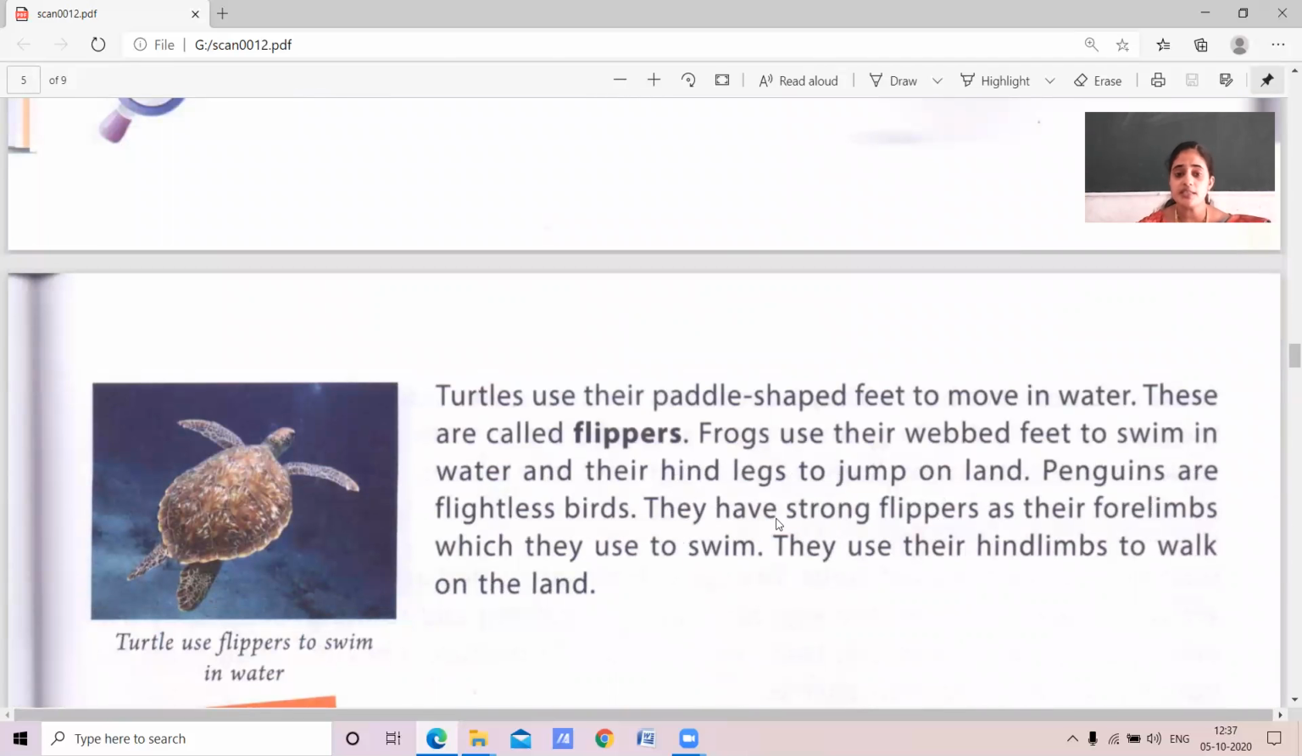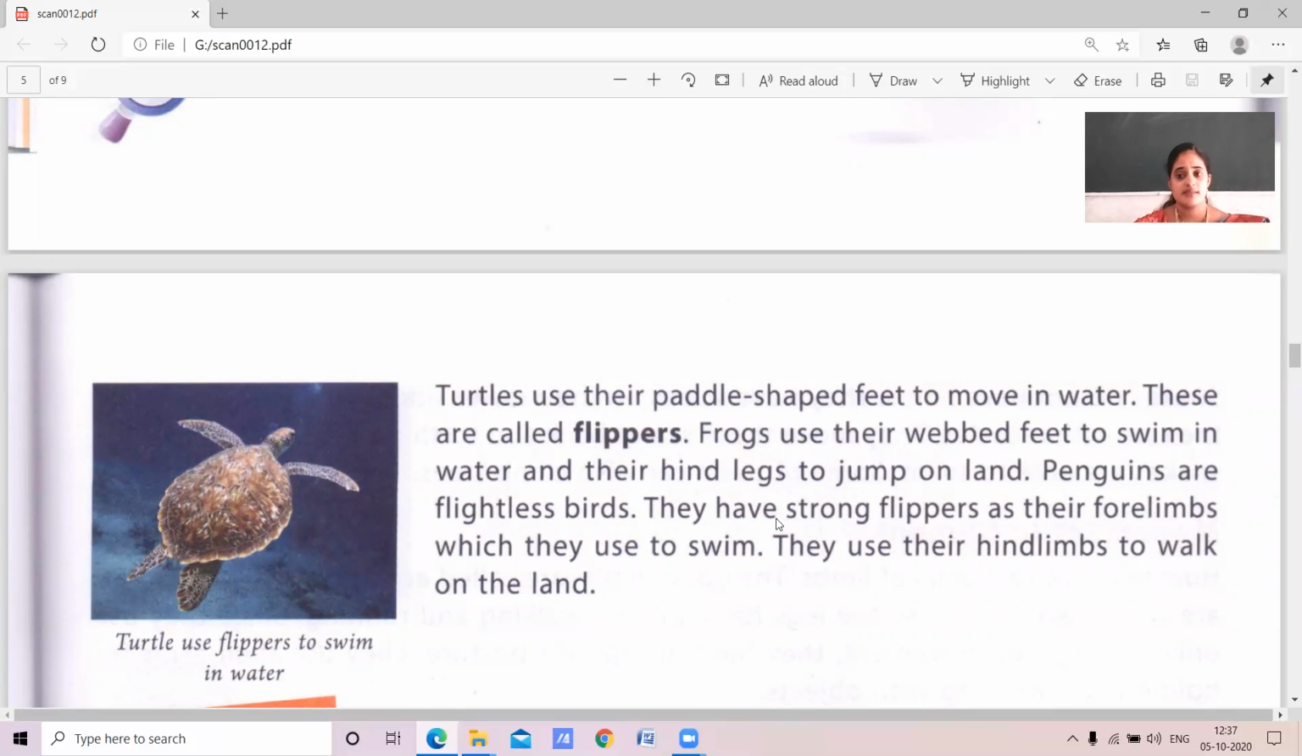So come to the turtle. Turtles use their paddle-shaped feet. If you have seen the turtle, it has paddle-shaped feet to move in water. They are called flippers. Yes, turtles use flippers to swim in water.